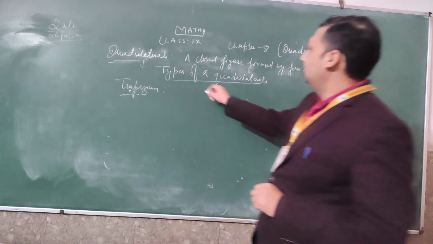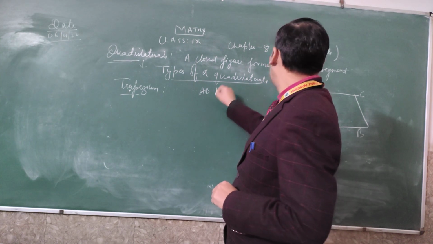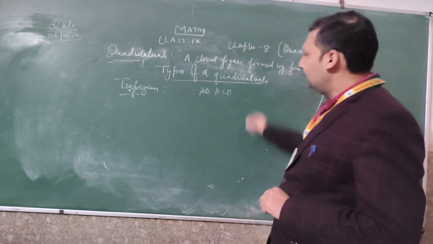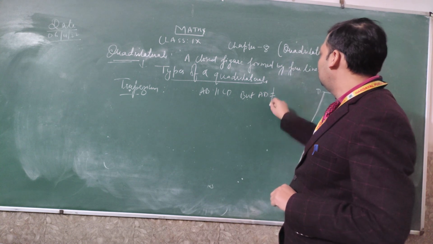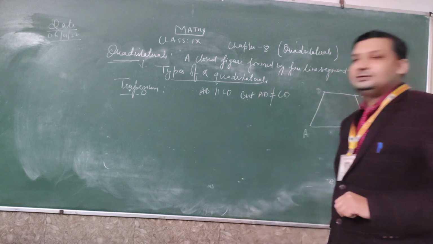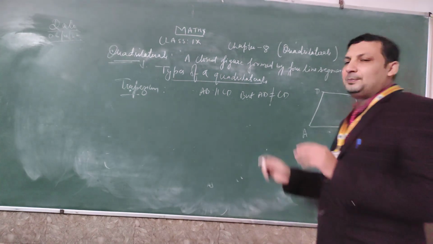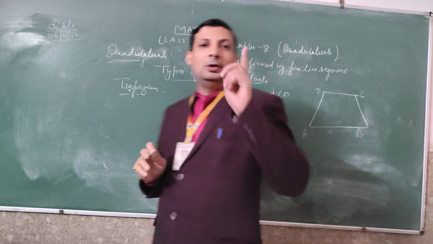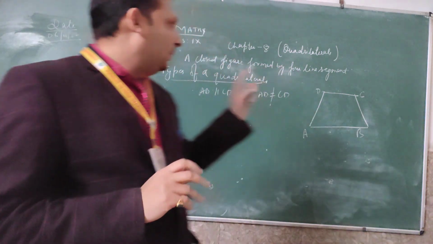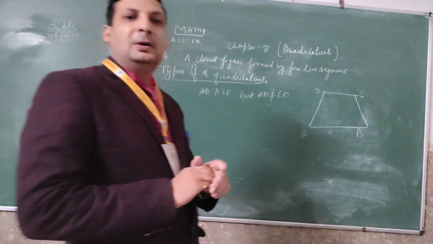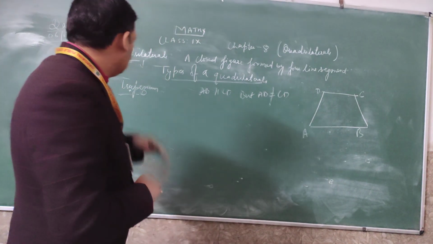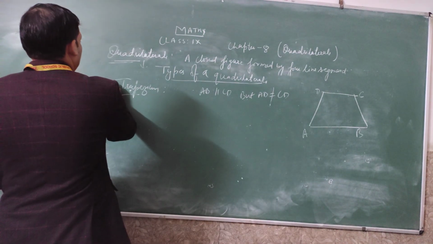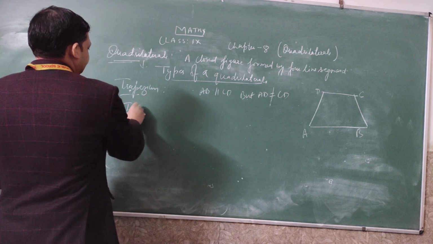Means AB parallel to CD only. But AB not equal to CD. This is called trapezium. So trapezium is a quadrilateral having only one opposite pair parallel but not equal. That is called trapezium.